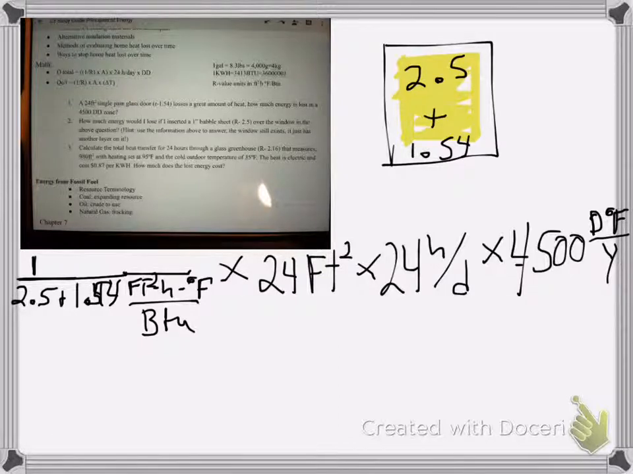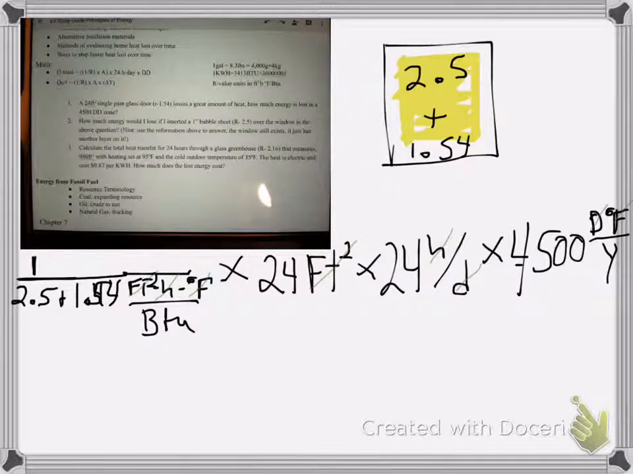So once again, units crossing out will be feet squared and feet squared, hours and hours, degrees Fahrenheit, days and days. And now I just have to add my 2.5 plus my 1.54, and that number, which is like 4.04, is going to be divided into the 1. So it's going to be 1 divided by 4.04.